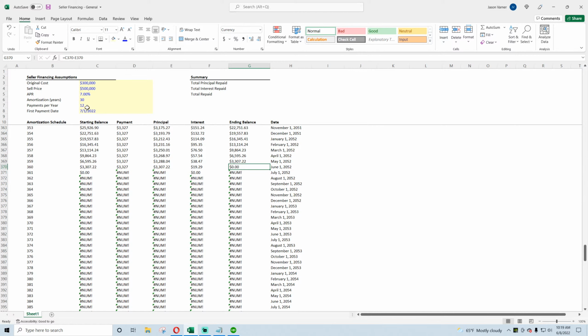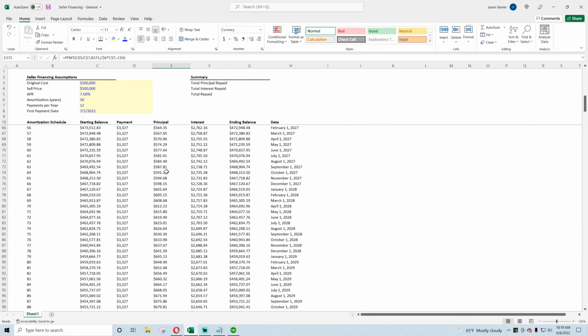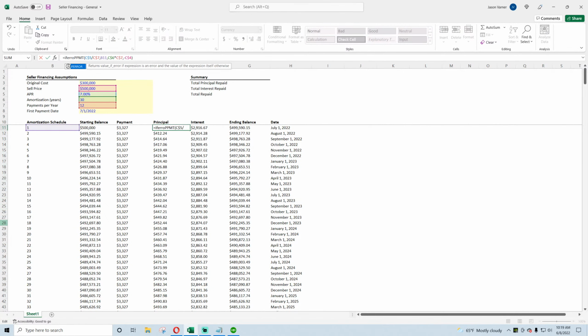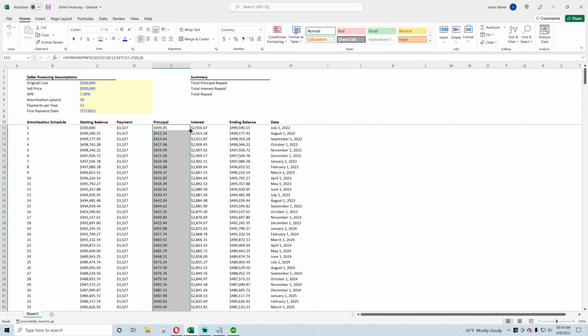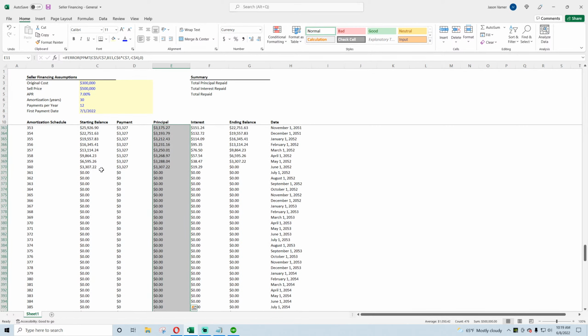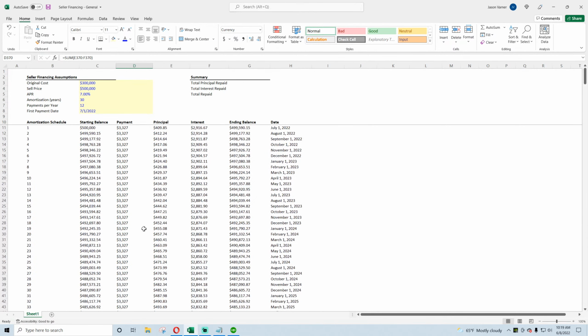10 times 12, 360 months. Now, where's the first error? I guess it'd be this. So we need to put an IFERROR in here, then go 0. Okay, perfect. So there's just a regular amortization schedule.